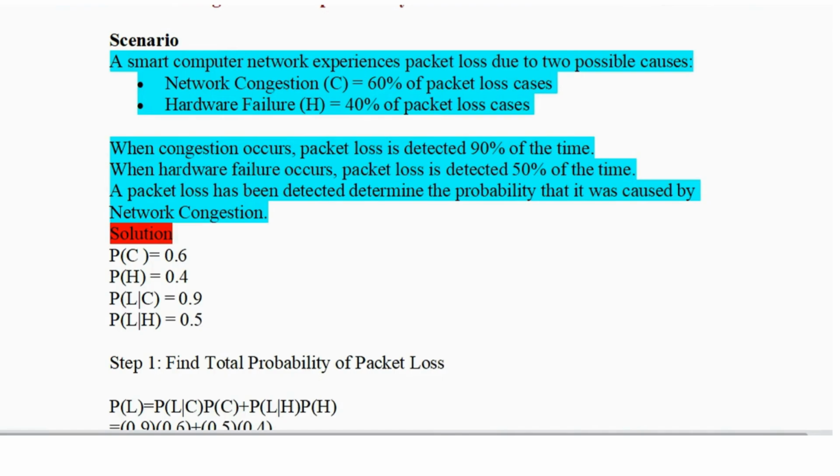A smart computer network experiences packet loss due to two possible causes. One is network congestion, which accounts for 60% of the packet loss, and the other is hardware failure, which causes 40% of the packet loss. So these are your two events.